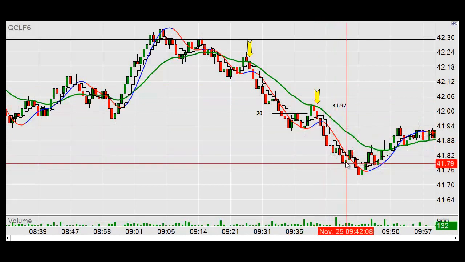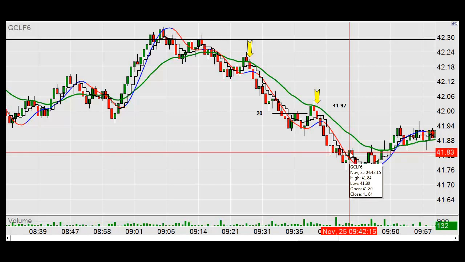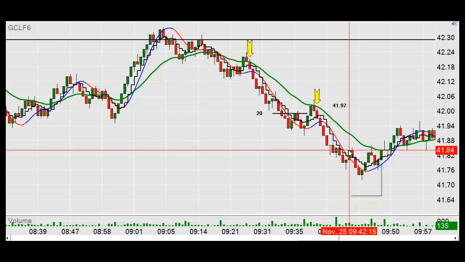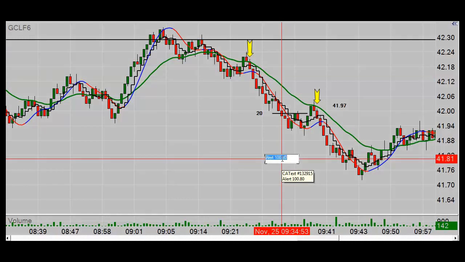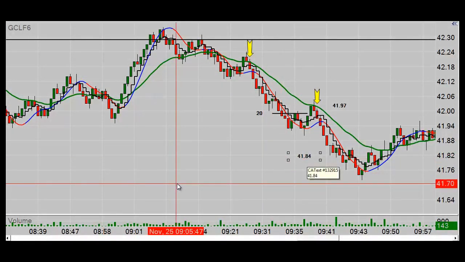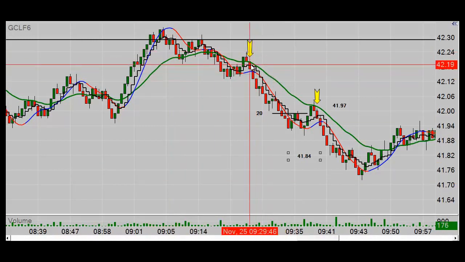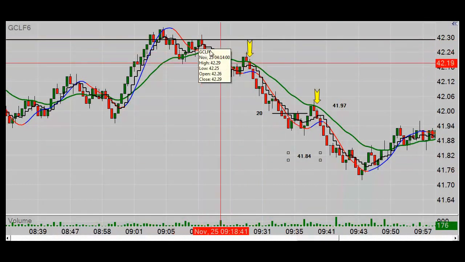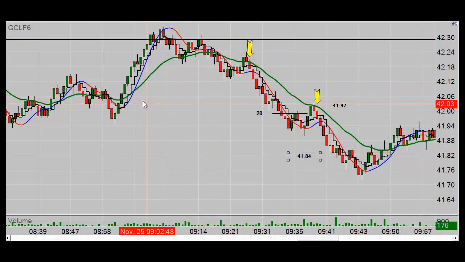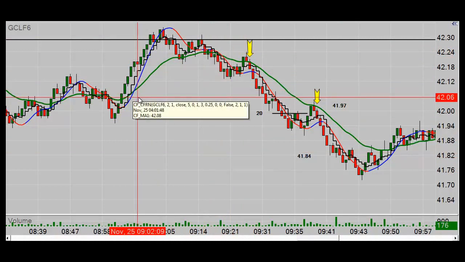And then it drops, and see when we get this first close back above, right here. So the swing high of this candle is 41.84. 41.84. So from 97 to 84 is 13. So there's a 20 tick trade and a 13 tick trade, not to mention the trades you had coming down off the trigger line. Okay, now that's how we trade it.